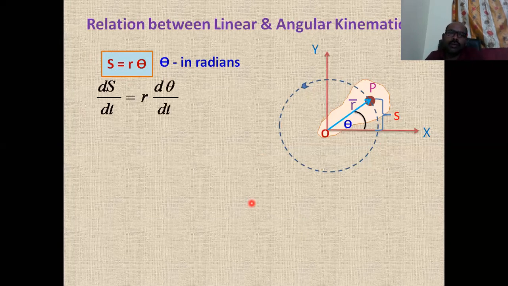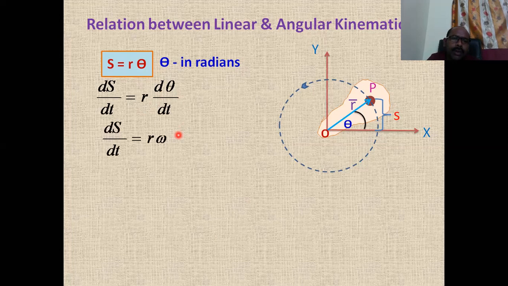Now we are differentiating on both sides with respect to time. That is ds by dt is equal to r into d theta by dt. Here r is not variable. That means it is rotating about one axis, and the particle traverses in a circular path. The radius vector is constant. Therefore, it is not differentiated with respect to time. So it is a differential equation.